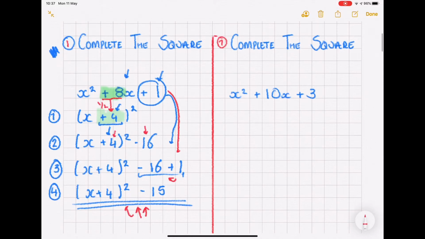Okay? So pause the video here, copy out the working for that left-hand example, then have a go at this right-hand example and play the video once you're done.